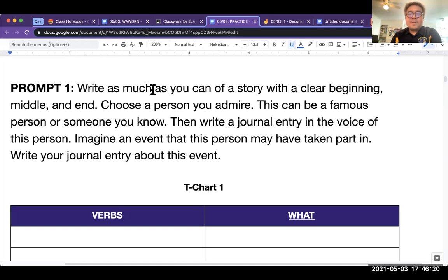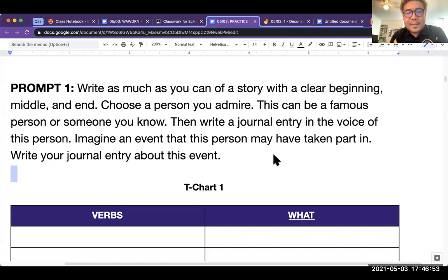The first thing we do is read the prompt at least twice. So here we go. Write as much as you can of a story with a clear beginning, middle, and end. Choose a person you admire. This can be a famous person or someone you know. Then write a journal entry in the voice of this person. Imagine an event that this person may have taken part in. Write your journal entry about this event. That's step 1: read the prompt at least 2 times.